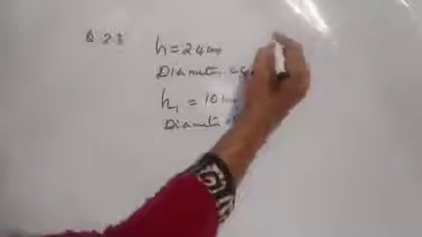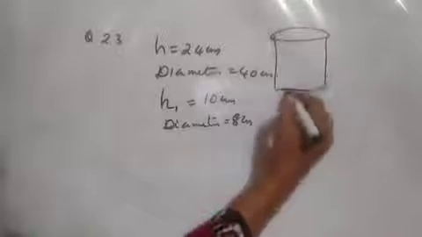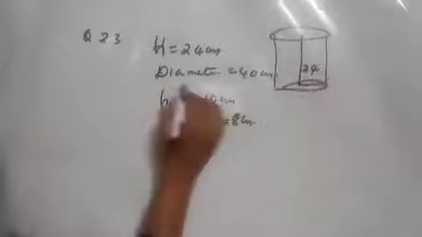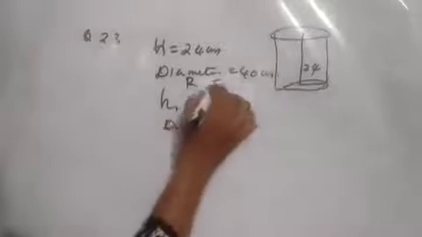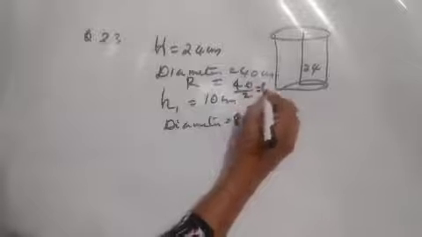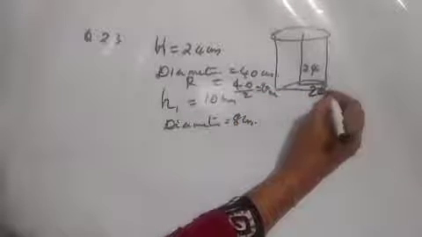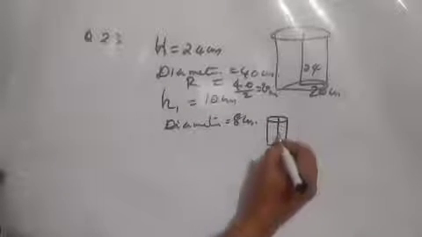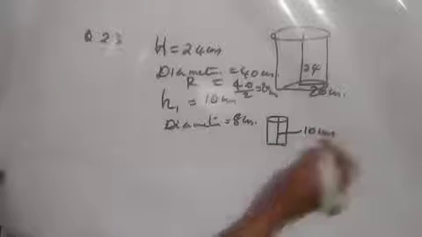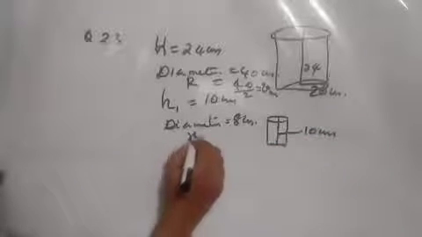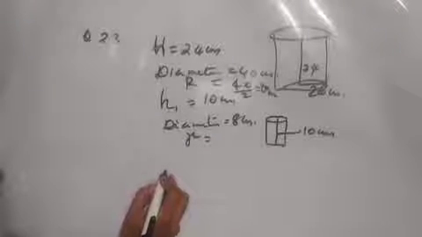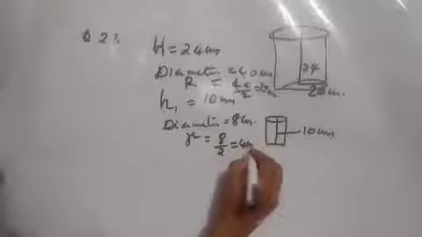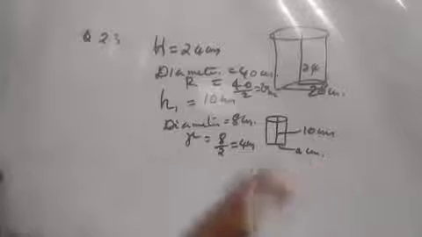So we have a large cylinder of height, let it be capital H, 24 centimeter, and diameter 40 centimeter. So what is the radius? It is the half of diameter, no? 20 centimeter. So the radius is 20 centimeter. And we have small cylinders of height 10 centimeter and the diameter is 8. So what is the radius? We can mark the radius of the small cylinder as small letter r. It's a half of diameter, 4 centimeter. Here the radius is 4 centimeter.